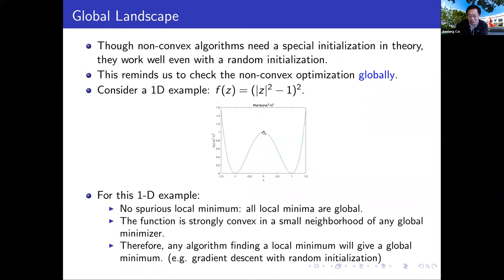And also there is an extra critical point here, but this critical point is unstable. It is just a local max. Therefore, any algorithm finding a local minimum will give a global minimum. For example, gradient descent with random initialization will give a local minimum with high probability. So though this function is non-convex, it is not that bad. We just need to apply an algorithm that finds a local minimum, and then we are guaranteed to get a global minimum. This is only for 1D.